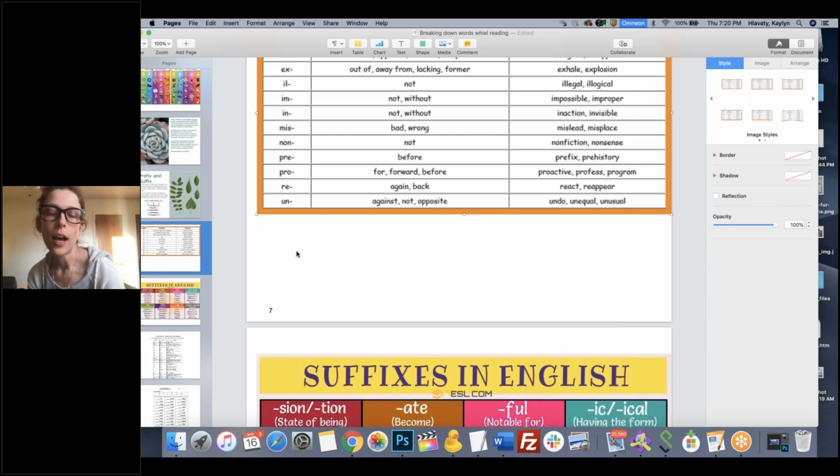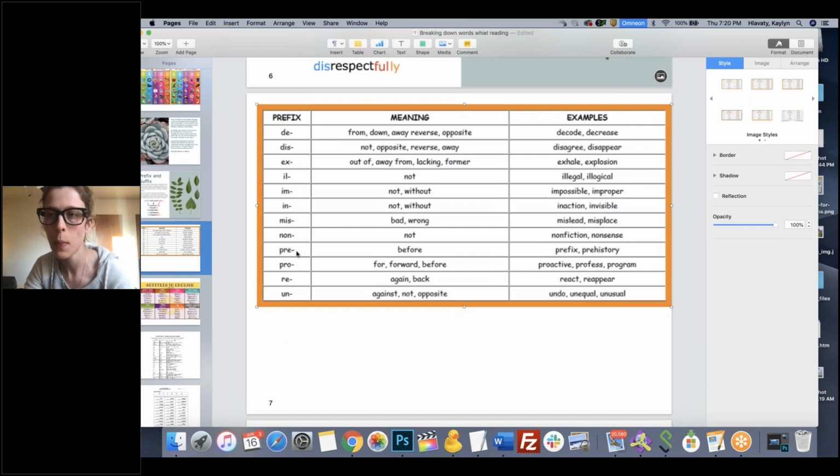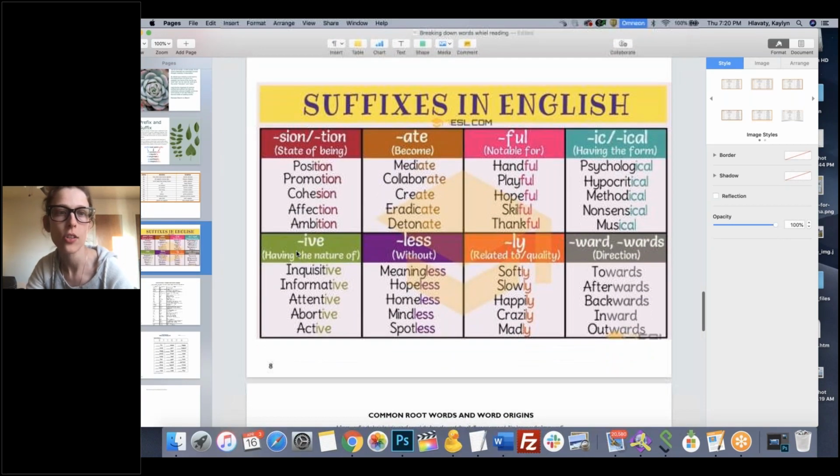So unequal. When you compare apples to oranges, unequal, or someone wasn't treated equally. I was treated as an unequal. That would be the opposite. Okay, so those are the prefixes there. We're going to move on to suffixes in English.